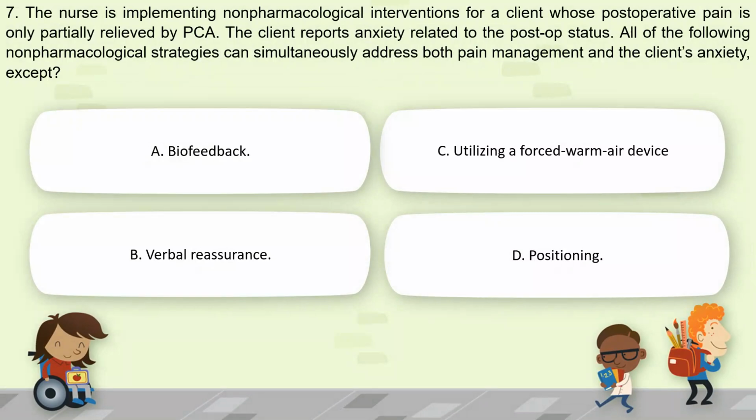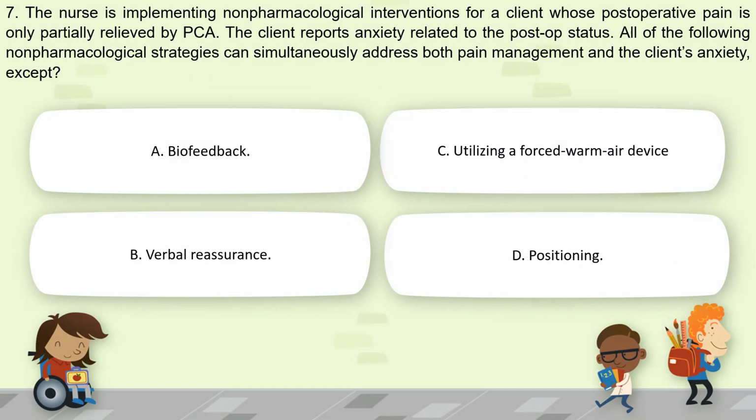Seven. The nurse is implementing non-pharmacological interventions for a client whose postoperative pain is only partially relieved by PCA. The client reports anxiety related to the post-op status. All of the following non-pharmacological strategies can simultaneously address both pain management and the client's anxiety, except A, biofeedback, B, verbal reassurance, C, utilizing a forced warm air device, or D, positioning.